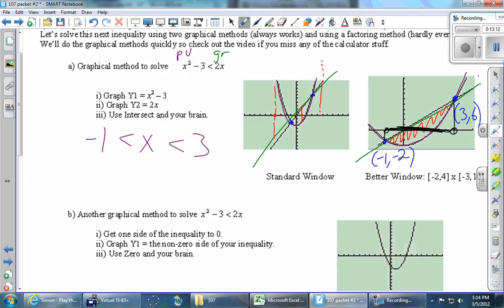And then finally, here's the question. Should it be bigger than or equal to? The answer is no, because? That's it. Should only be less than 2x. If you include these points, you're finding places where it equals 2x, and that's not what I want. So the final answer is just -1 to 3, not including either of those points. Any questions on that?